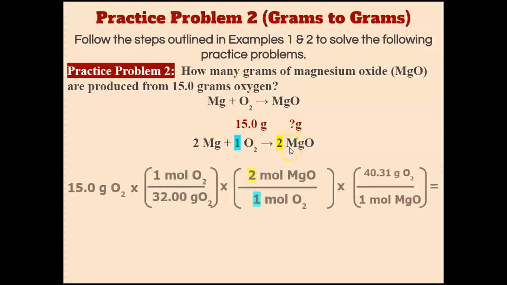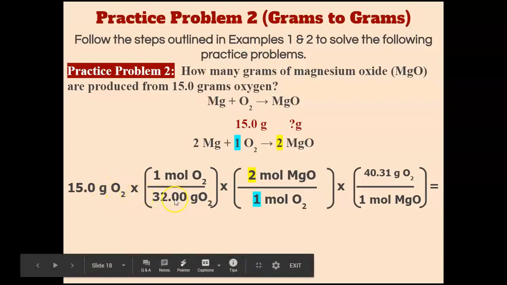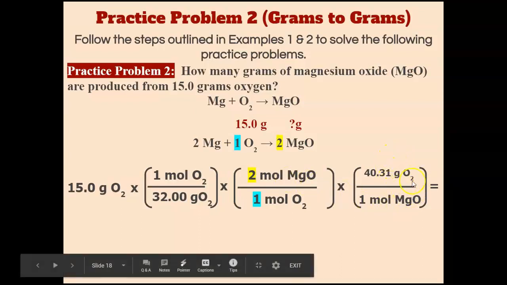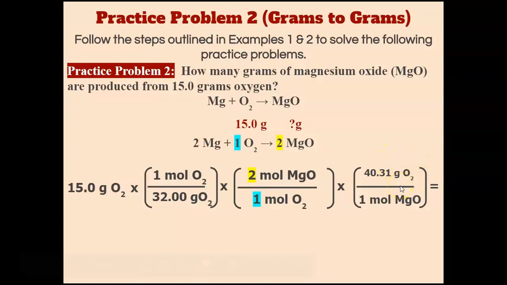As always, we're going to start with the value that we were given. 15 grams of oxygen is my starting point. I cancel grams of oxygen by using my molar mass, 32 grams of oxygen per 1 mole. I cancel moles of oxygen by using the mole-to-mole ratio. What I have and want to cancel goes on the bottom. Moles of oxygen cancel, and I want moles of magnesium oxide, it goes on top. The final step is to cancel the moles of magnesium oxide and convert back to grams.